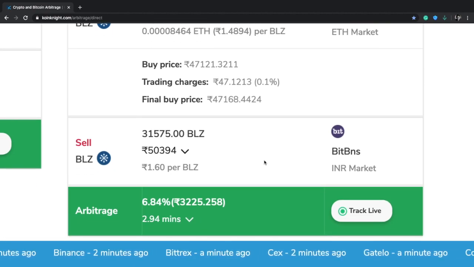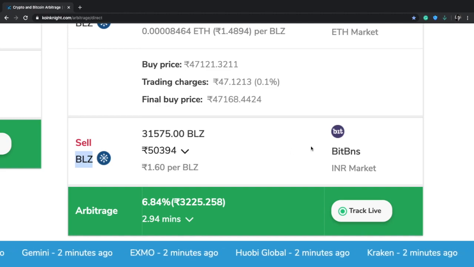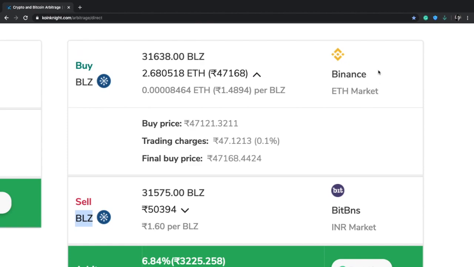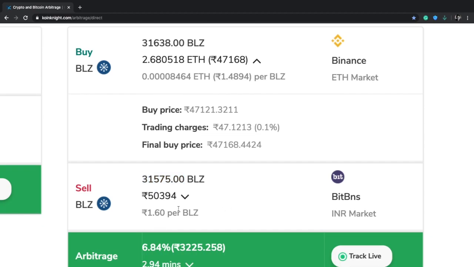Coming to the sell section of the card. Similar to buy side, it shows you the coin you have to sell and in which exchange, under which market. So after purchasing Bluezell from Binance Exchange, transfer it to BitBNS. And when you transfer Bluezell to BitBNS, it costs you a transfer charge of 63 Bluezell. And once the transfer is completed, you will receive 31,575 units of Bluezell. Now, sell these Bluezell at a per unit price of 1.60 INR, and this gives you a final amount of 50,394 INR, and this is inclusive of all the charges.